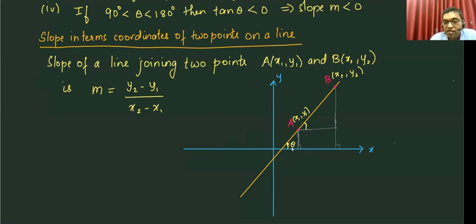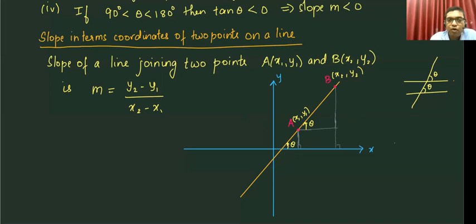Why? Because they are corresponding angles, right? In plane geometry, there are two parallel lines, and a third line that is cutting the two parallel lines. This angle and this angle will be equal because these two are corresponding angles. So here, this is a line parallel to the x-axis, so this angle and this angle will be corresponding angles.